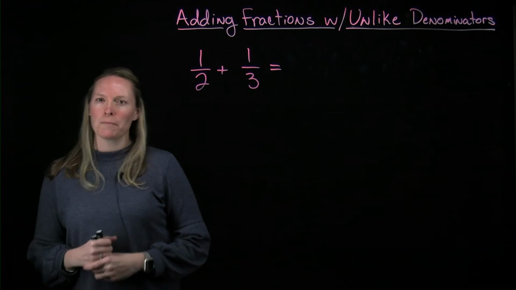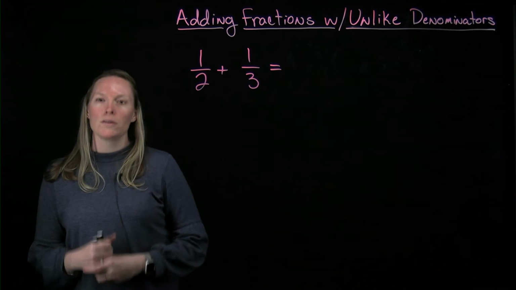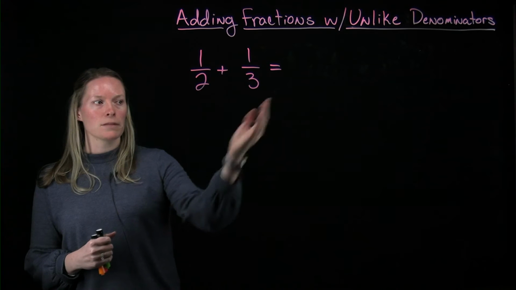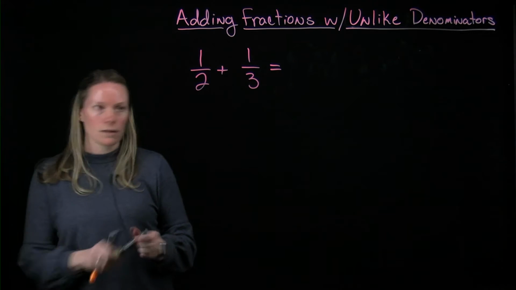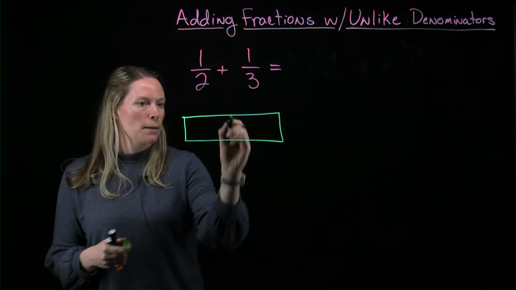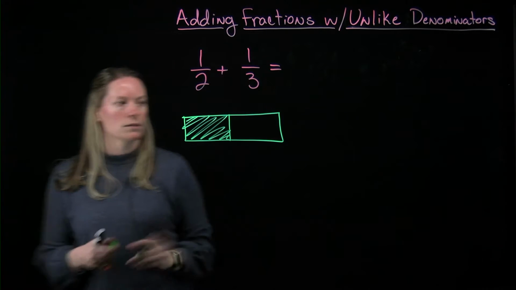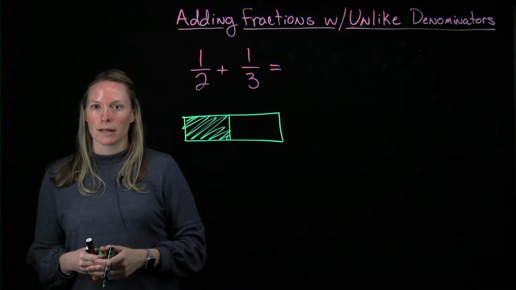In this video, I'm going to be showing you how to add fractions with unlike denominators using visualization. So you're going to notice that we have 1/2 plus 1/3 up here on the board. So let's visualize what 1/2 looks like. 1/2 would be us taking a single unit, such as this one rectangle, dividing it in half and shading only half of that side.